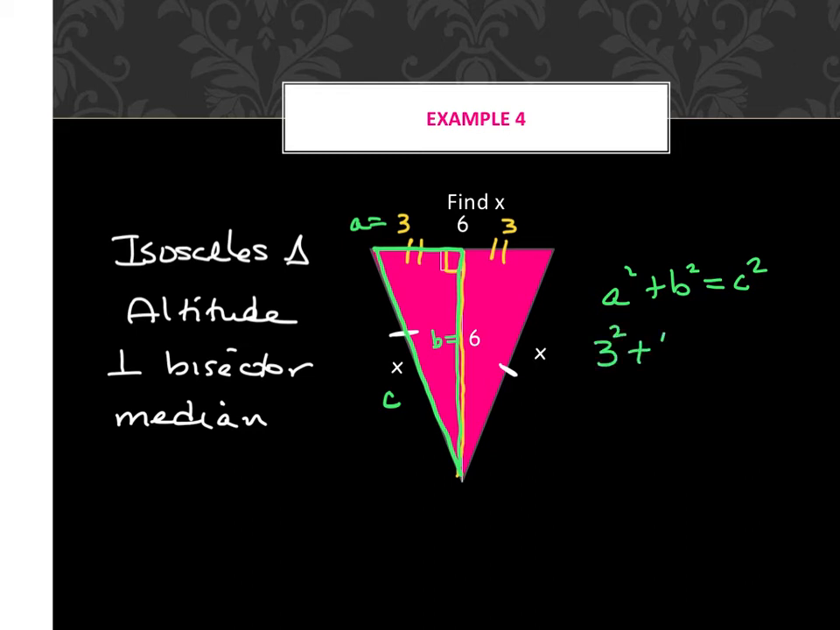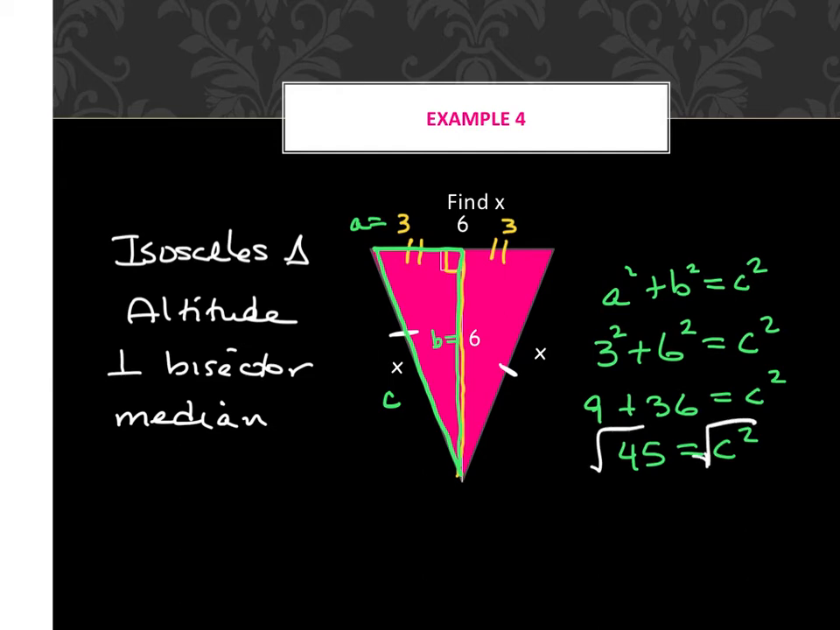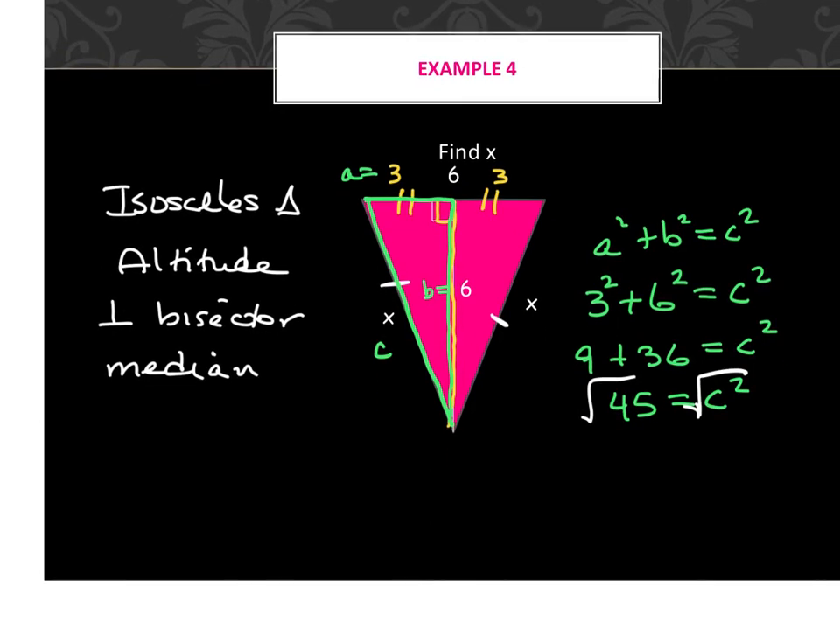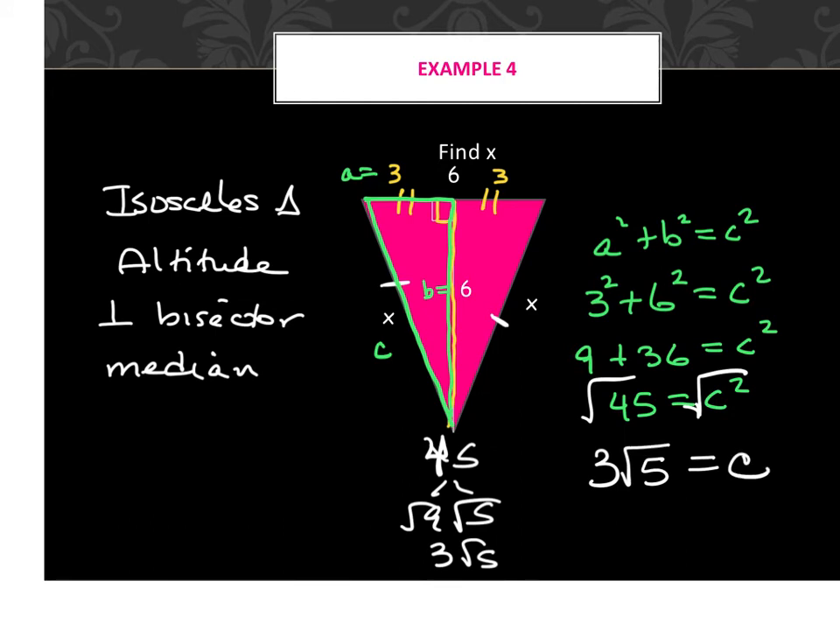So 3 squared plus 6 squared equals C squared. 3 squared is 9. 6 squared is 36. I will add them. And now to find the value of just C, I need to square root the 45. And I could break the 45 into 9 times 5, which gives me 3 square root 5. And that's the missing value, or the missing side. X equals 3 square root 5.